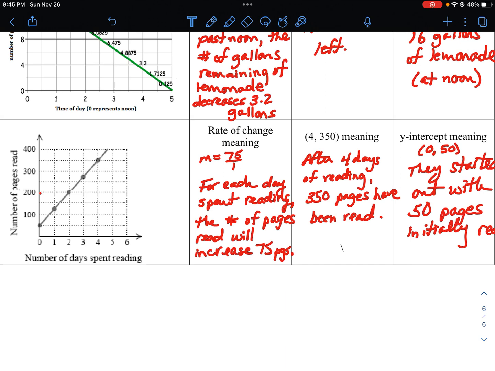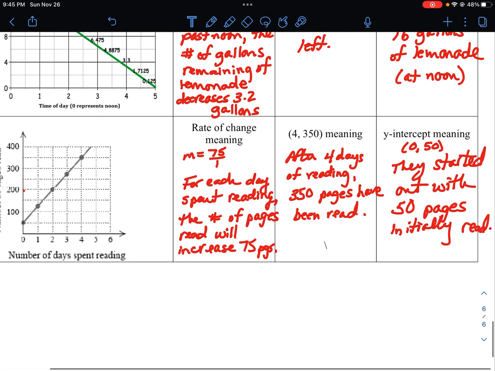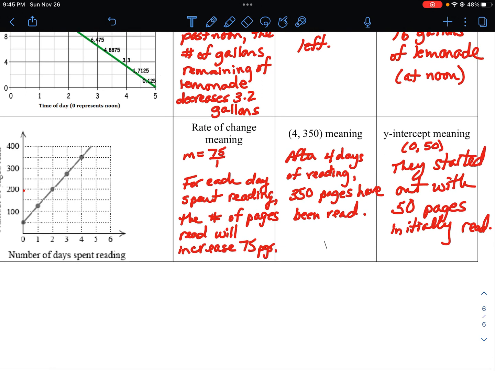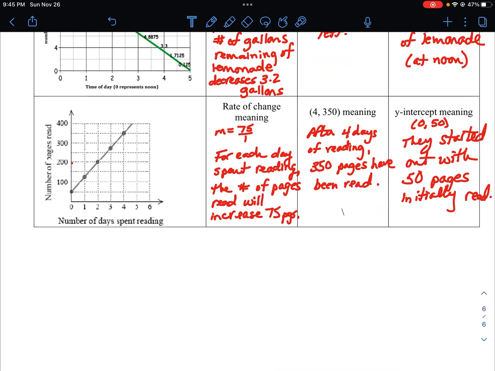350 minus 50 would be 300. Divided by 4, that would be 75. So 75 pages per day. So for each day spent reading, the number of pages will increase by 75 pages. So after 4 days, 350 pages have been read. And initially, we had started on the 50th page. I don't know how long it took me to get to 50 pages, but that was prior to my starting the count.